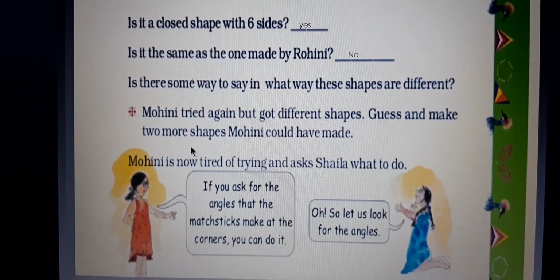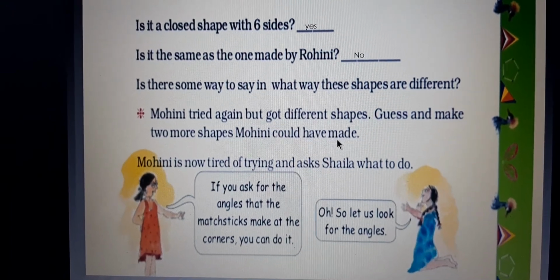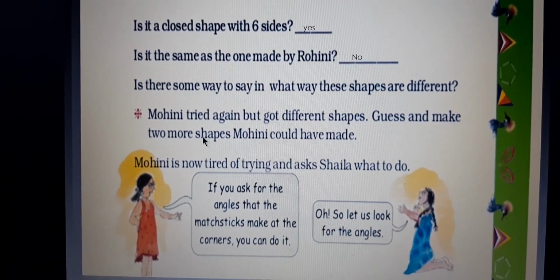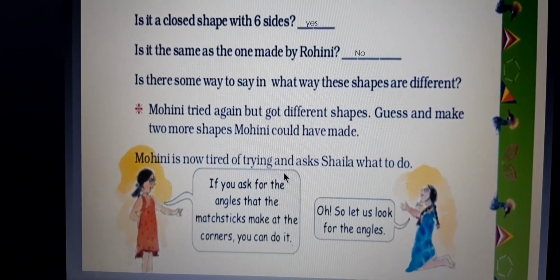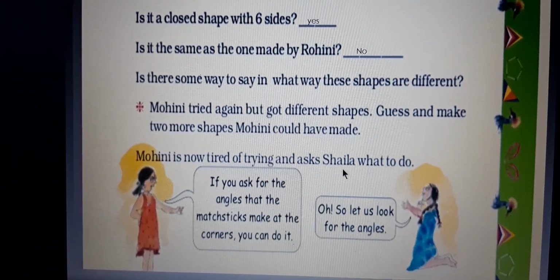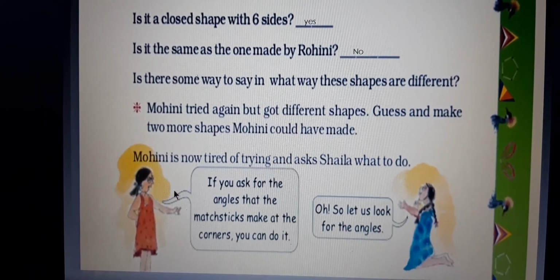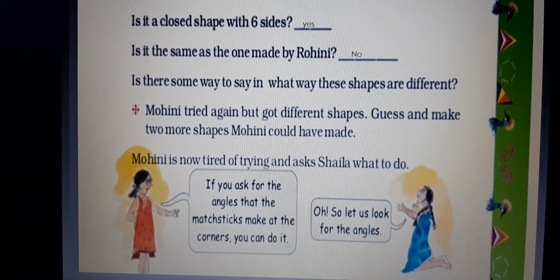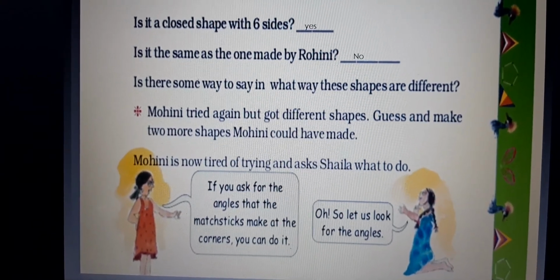Guess and make two more shapes Mohini could have made. Again she guessed and she was trying to make them. Mohini is now tired of trying and asks Shaila what to do, because Shaila was the person who was observing both of them and helping them. She tried to help, but Mohini became tired of doing that.